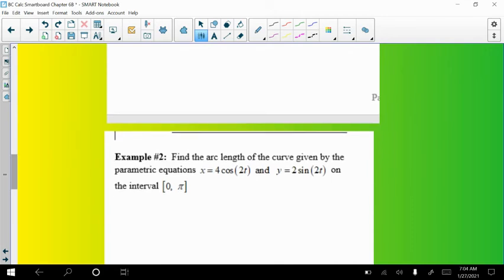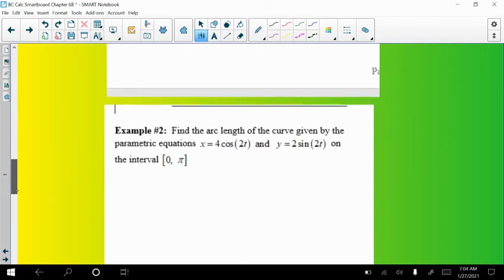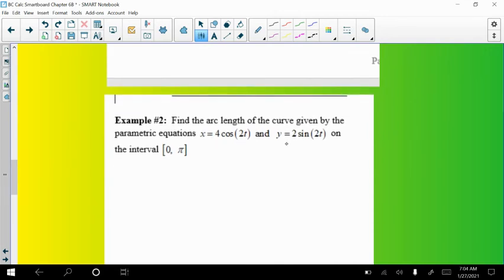Okay, let's do one more example. I think I've got example 2 on this. Yep, same thing. So find the arc length of the curve given by these two functions on the interval 0 to pi. And again, assuming that's a time, unless they tell us otherwise, that will be our time value.